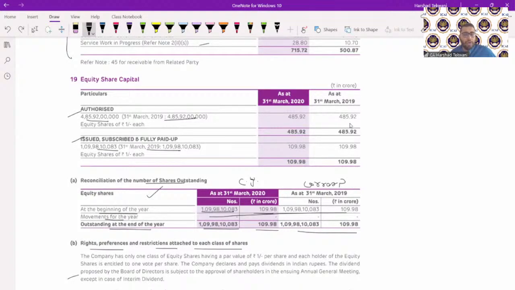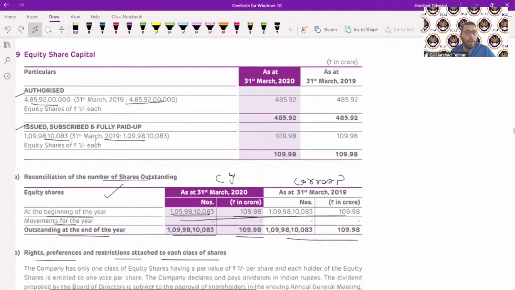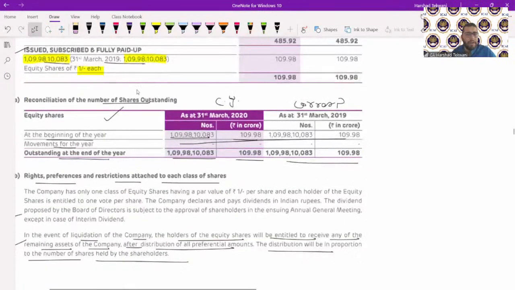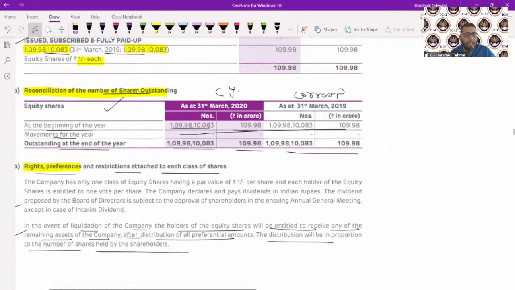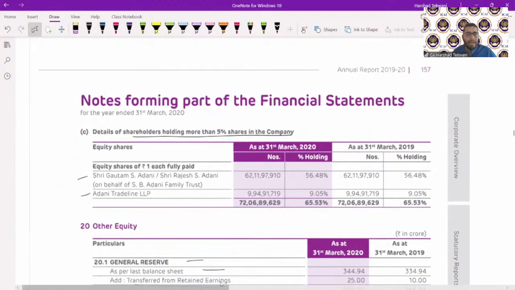Okay. Then you have details regarding this. Details like how many shares were there on 31st March 2020 and 2019, both are given. What is the face value of each share? Number of shares on both dates. A reconciliation we are talking about over here. Remember, reconciliation of shares outstanding. Then rights and preferences attached to each class of share. Then details of shareholders holding more than 5% in the company.